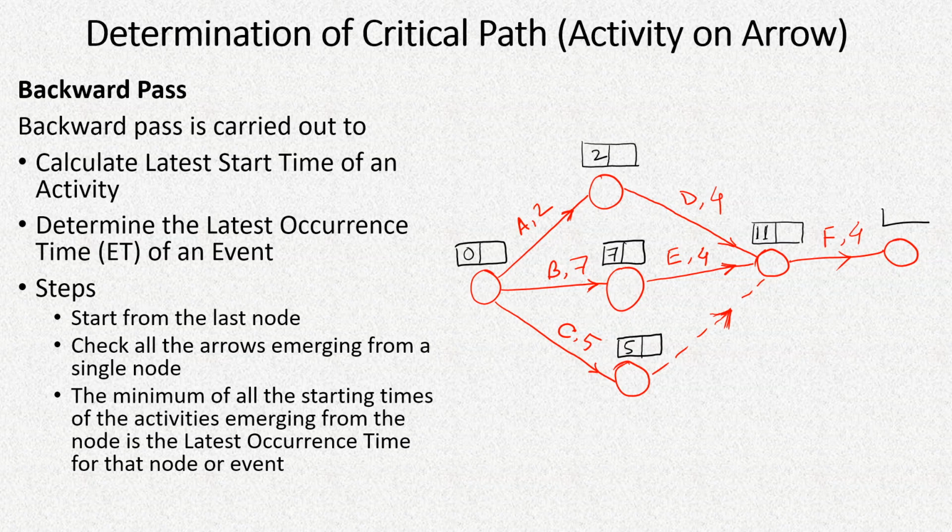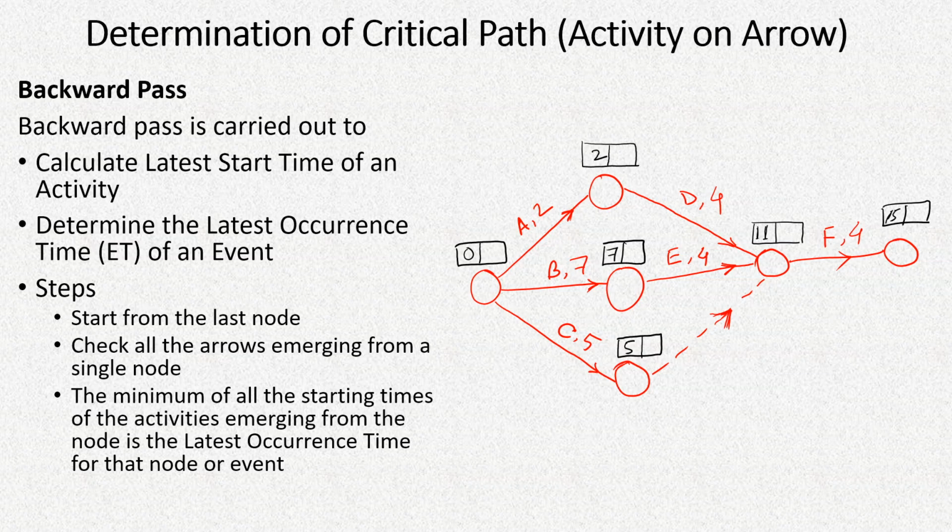Here the last one is 15. Now in the backward pass method, we start from the last node, and it is done to calculate the latest start time of different activities, or it's the same meaning, the latest occurrence times of different events, which means the different nodes. So we'll start from the last node and we'll calculate backwards.